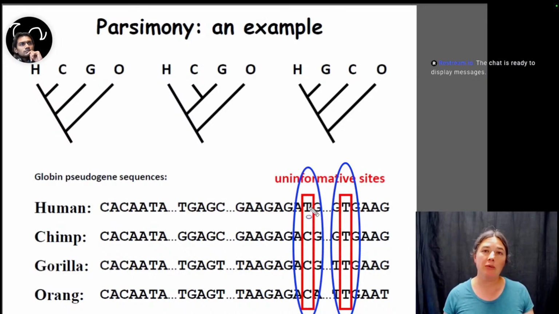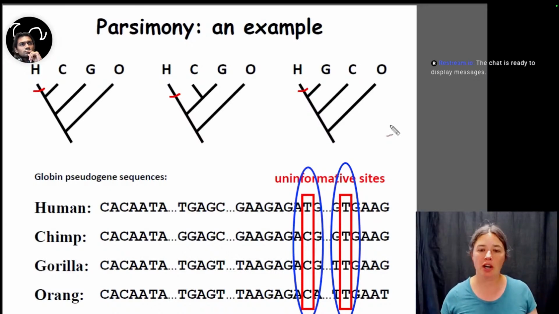In order to build a tree, we need shared derived traits, not traits that only one organism has. The reason it doesn't really help is that if you map where that T evolved, it evolved after humans separated from everything else. So it evolved here, or here, or here. But in every case, that's only one evolutionary event. It happens sometime after humans diverge from something else, but it doesn't help you to group them.